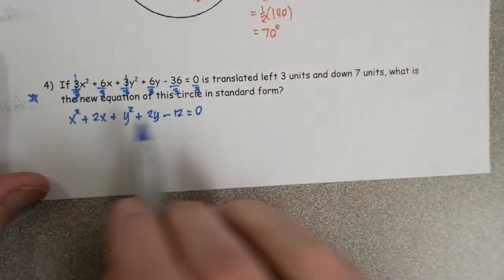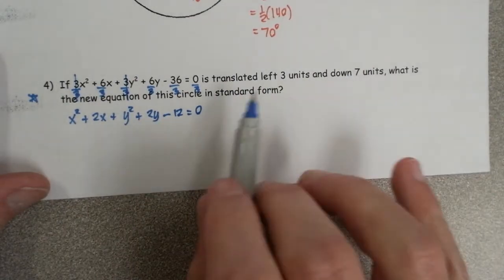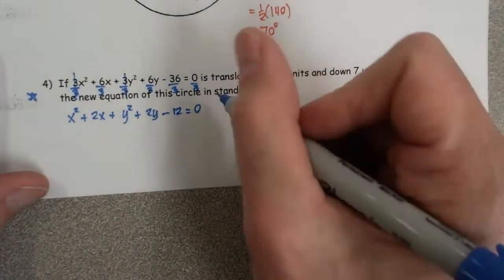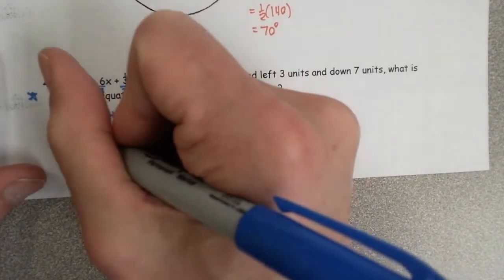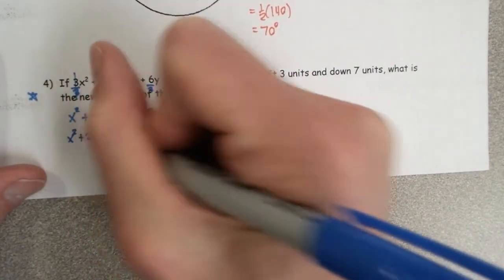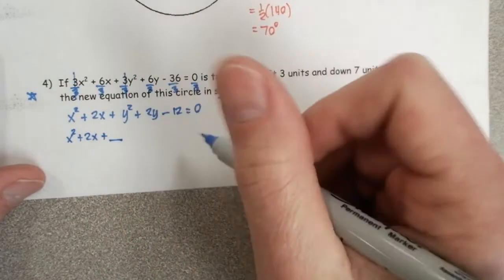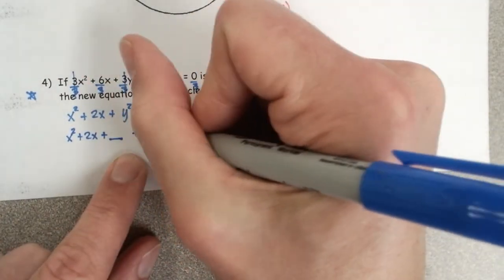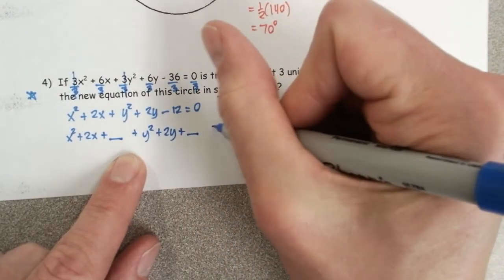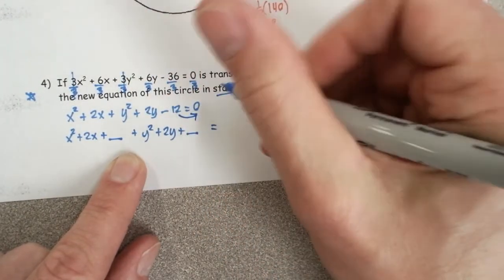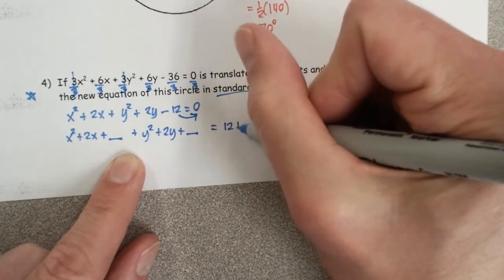So let's remind ourselves of the steps we have to do to complete the square to get this in standard form, since that's what we're asked for. To get it in standard form, we're going to rearrange. So I'm going to put a blank after the 2x, and for the y squareds, put a blank after the 2y. Move this guy over here and change its sign. So that's going to be 12 plus 2 additional blanks.